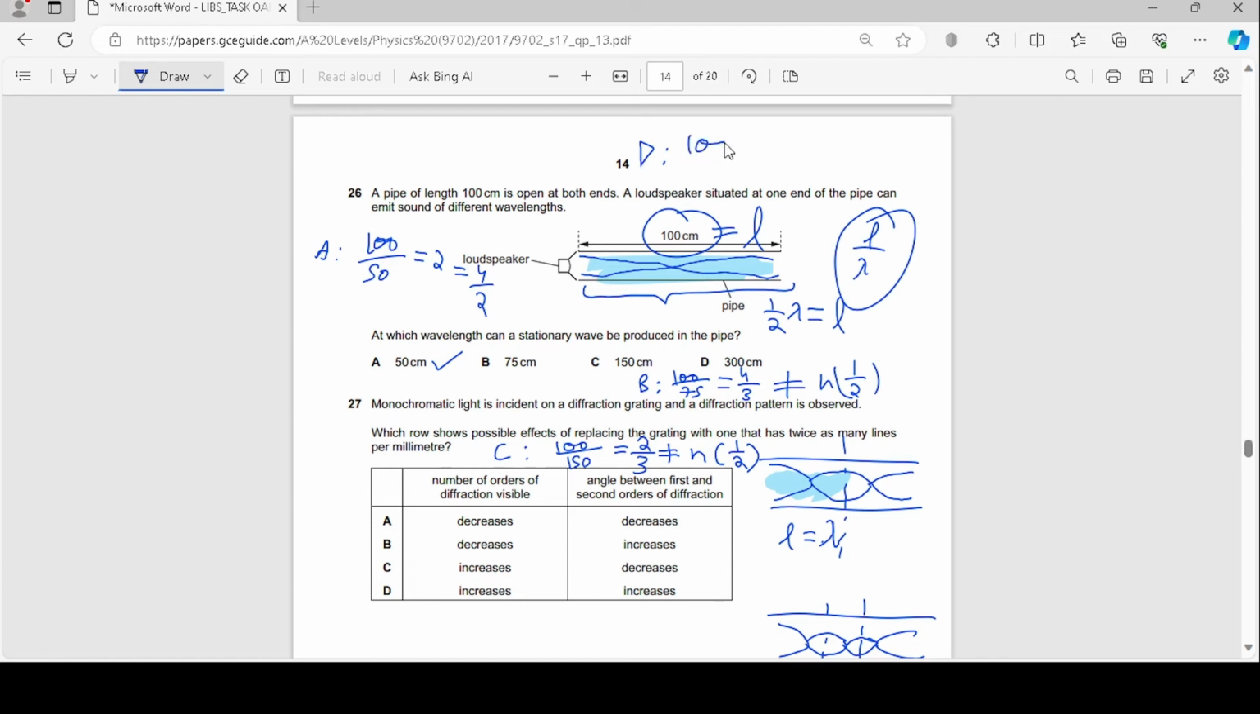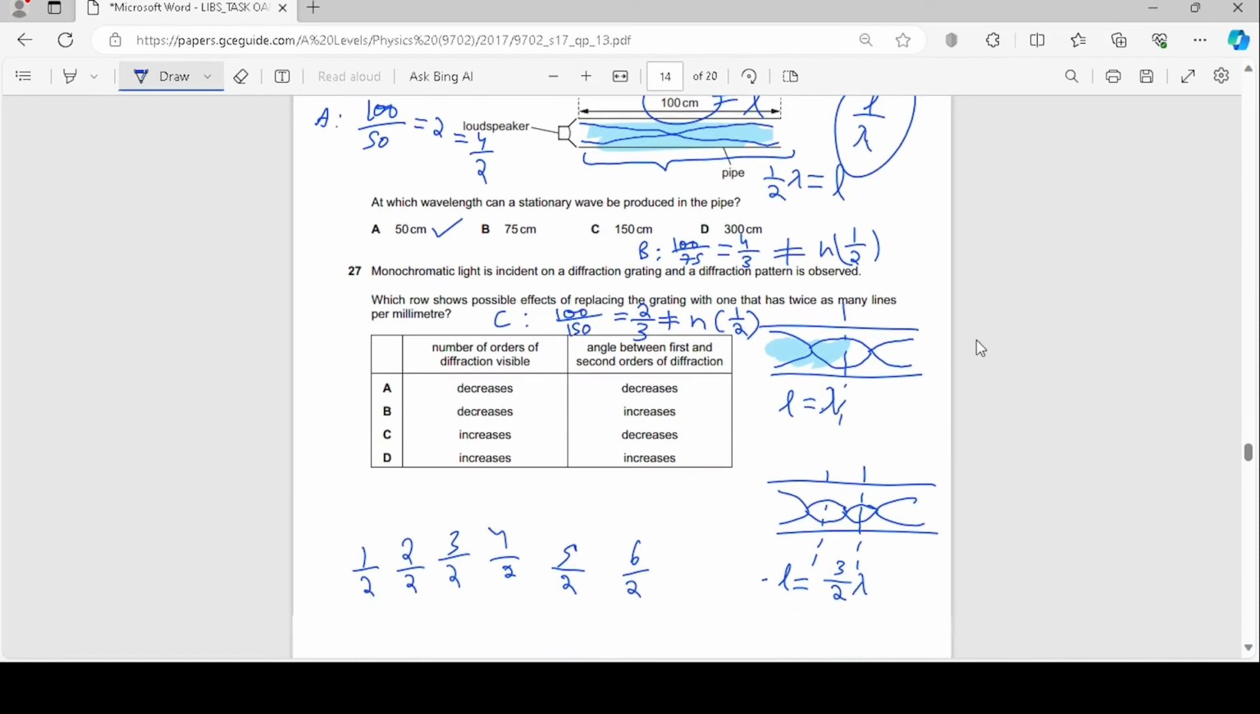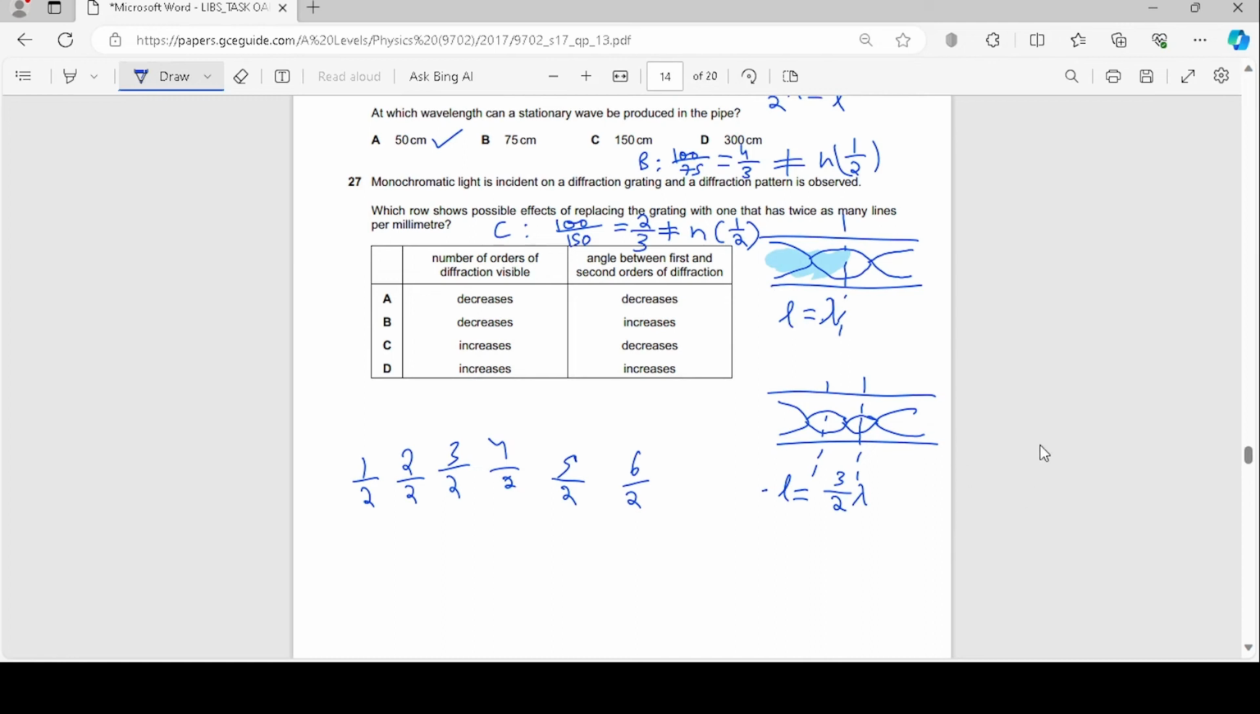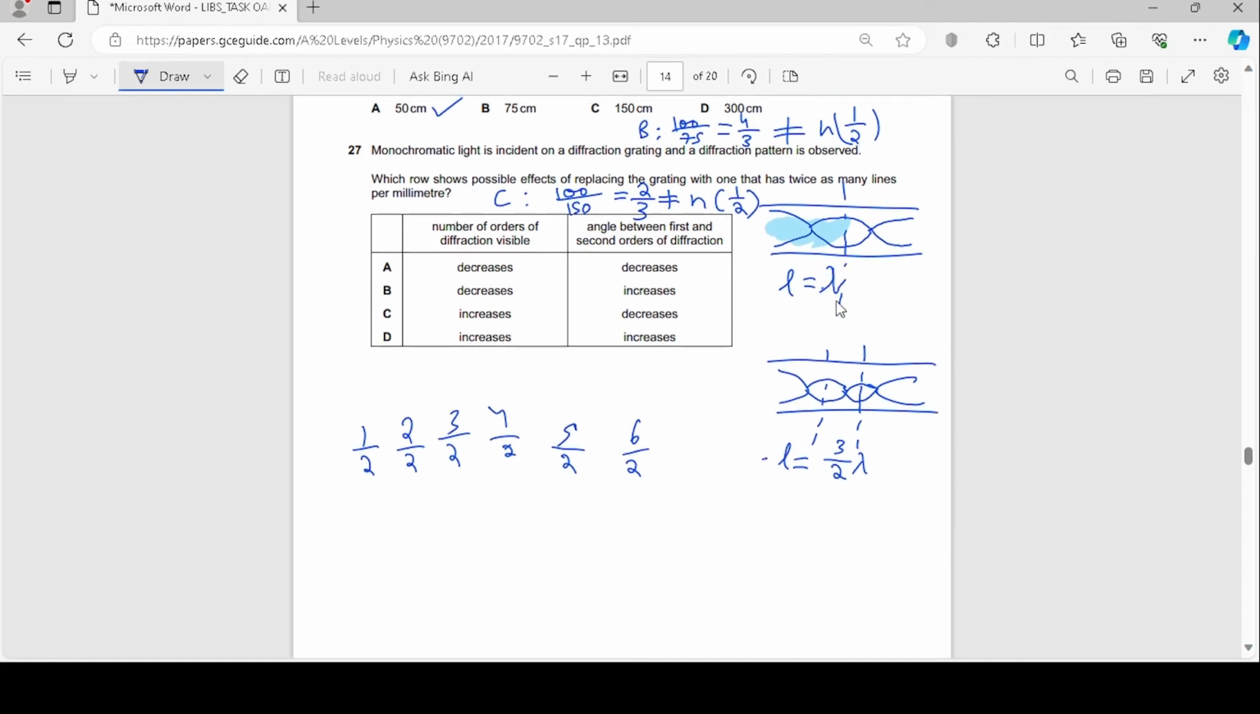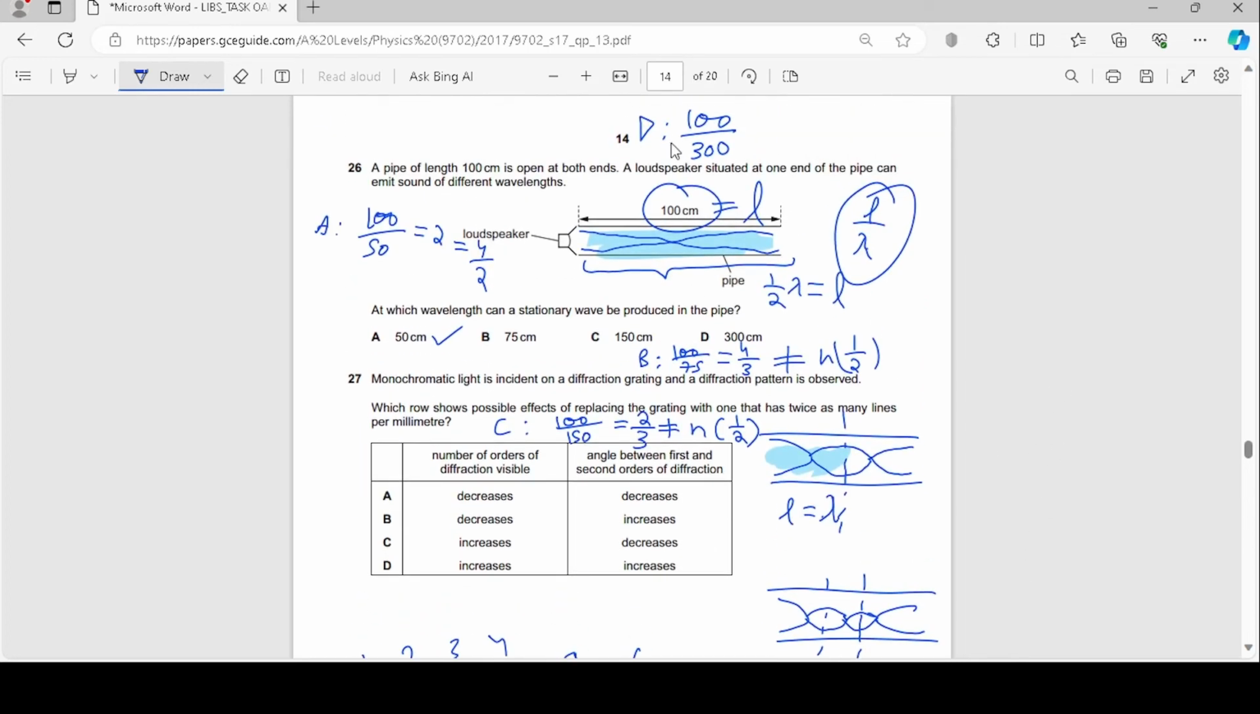D is 100 over 300, that's the ratio of L over lambda that we are finding in each case, because we have seen over here that L over lambda equals half, L over lambda equals 1, or 2 over 2. Yeah, 1 is 2 over 2. And then we have L over lambda equals 3 by 2, and so on, 4 over 2, 5 over 2, 6 over 2, and so on. And so 100 over 300 is going to be just 1 over 3, which is not a multiple of n times a half. So the only one that is a multiple of n times a half is this one, because it's 4 times a half, right?